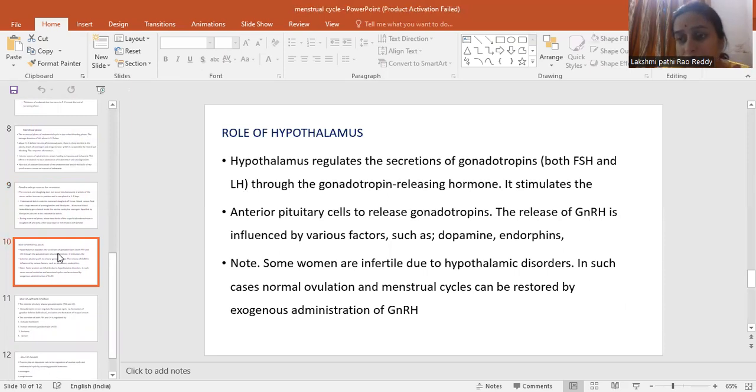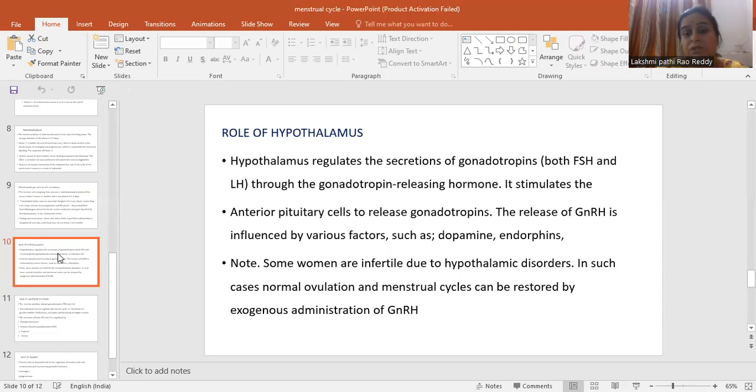So this was all about the endometrial phases. First we talked about the proliferative phase, the secretory phase, and then the menstrual phase, which is the bleeding phase. Now, as we have talked about the role of estrogen and progesterone, there are other important controlling factors for this endometrial cycle. So we'll see the role of the hypothalamus. What does the hypothalamus do?